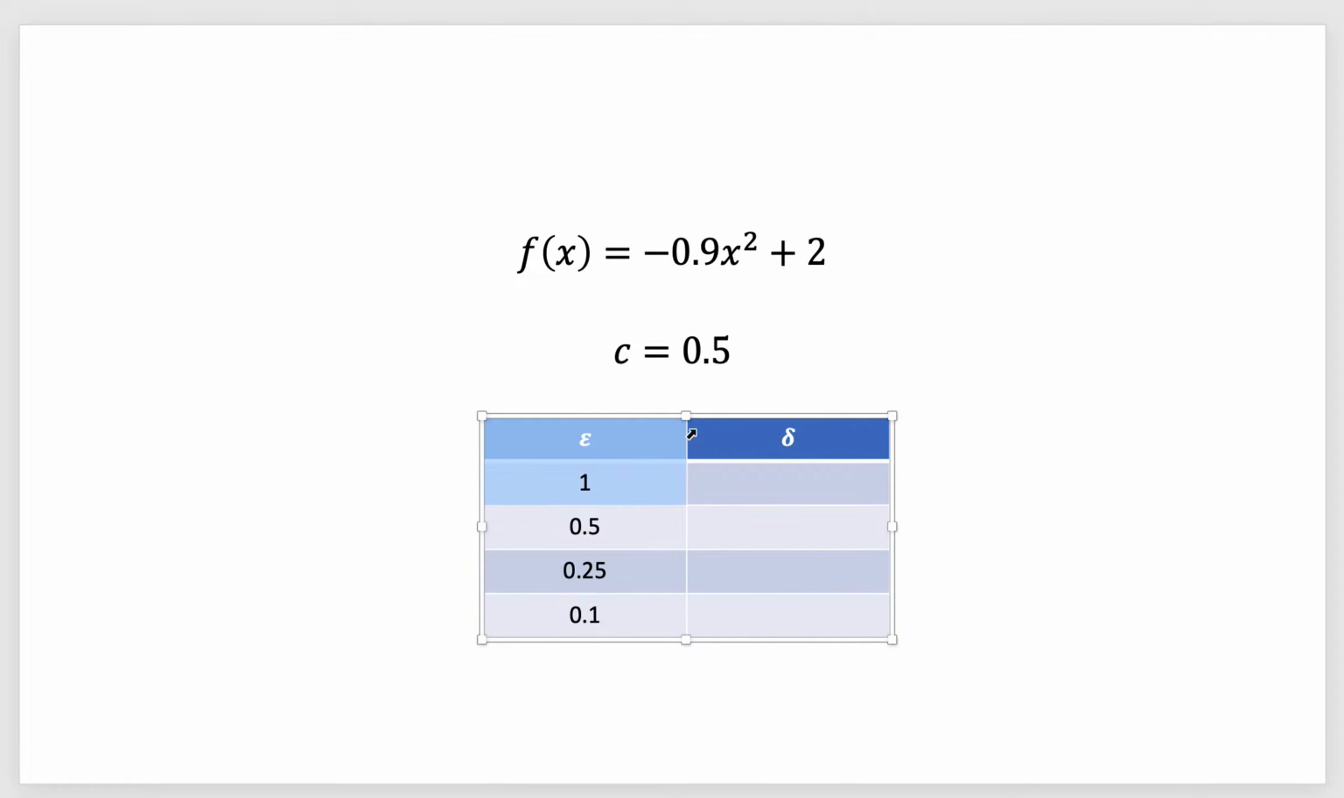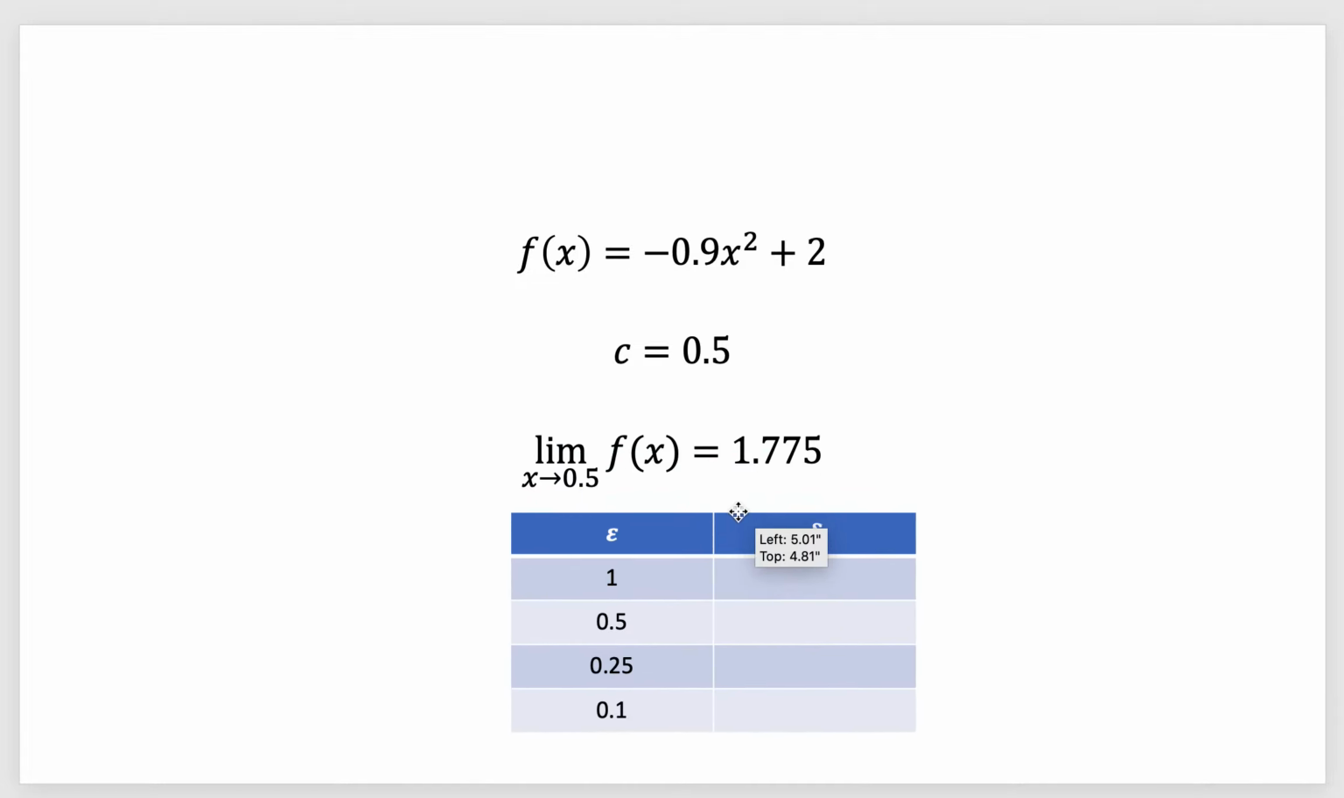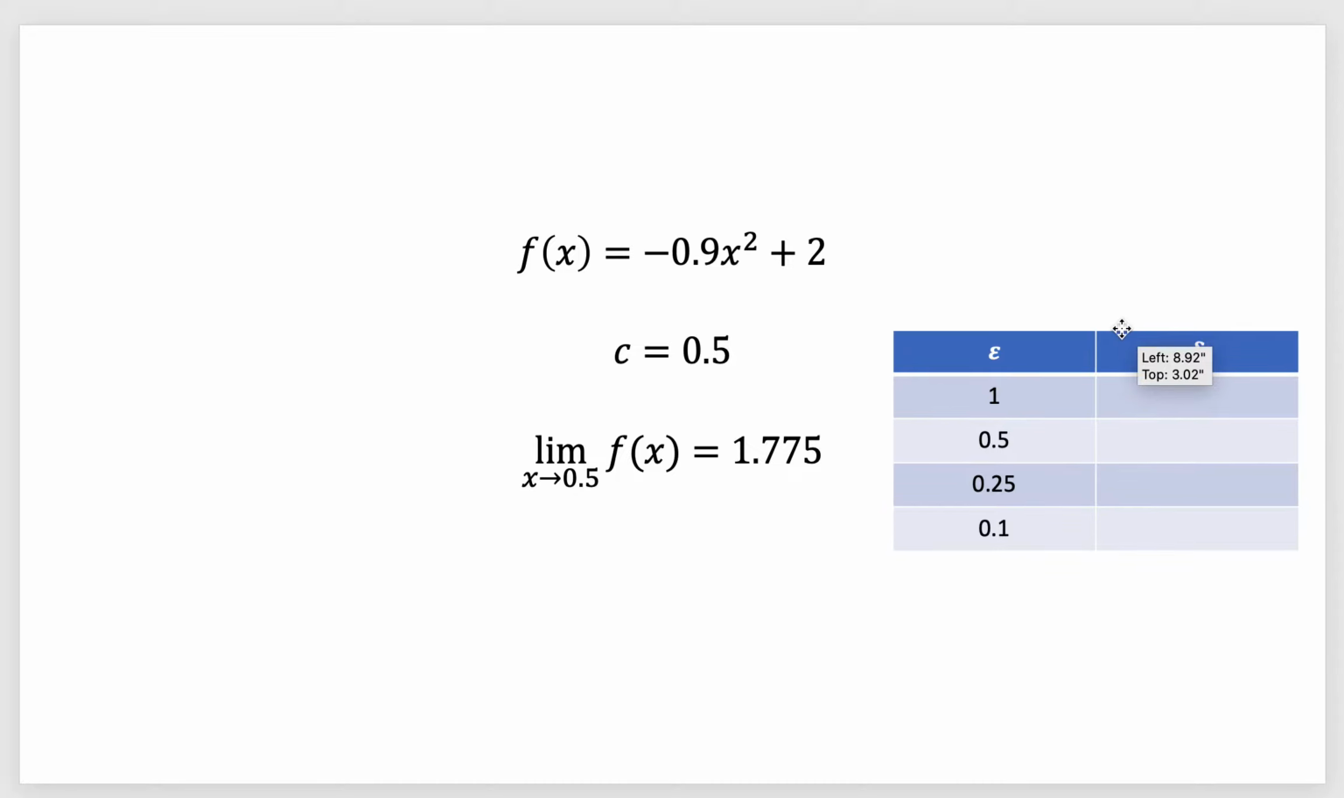So I've got that hidden here for you. I think the limit of f of x is 1.775 as x approaches 0.5. What I want to try to do is show that for any of these epsilons I can pick, and notice my epsilons are getting smaller, I can find a delta so that whenever x is within a delta range from c, 0.5, then the f of x is within the epsilon range.